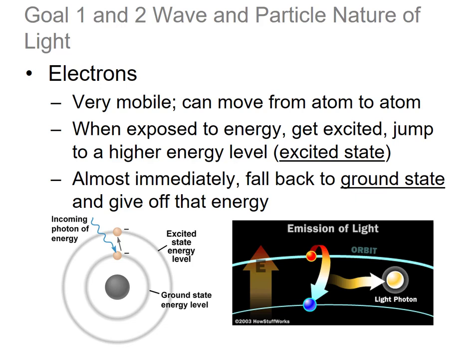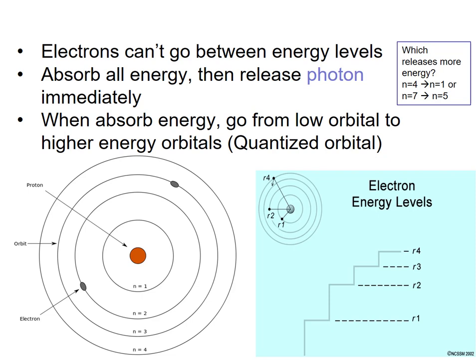Electrons are very mobile. They can move from atom to atom. When they are exposed to energy, they go to an excited state where they jump to a higher energy level. They don't stay in this excited state forever. Immediately, they fall back down to the ground state and they give off that energy that they just absorbed. Electrons can't go in between energy levels.